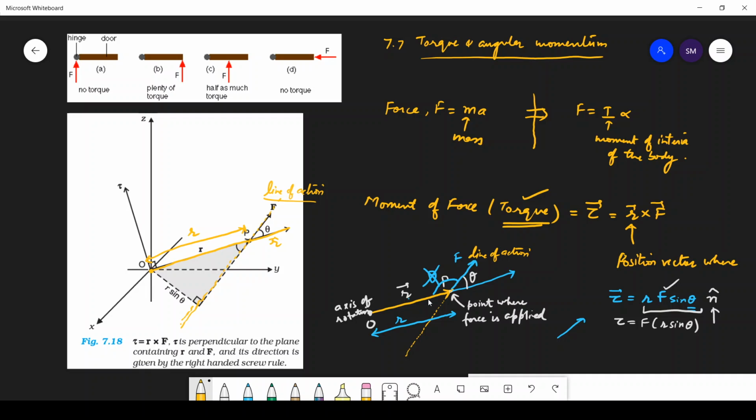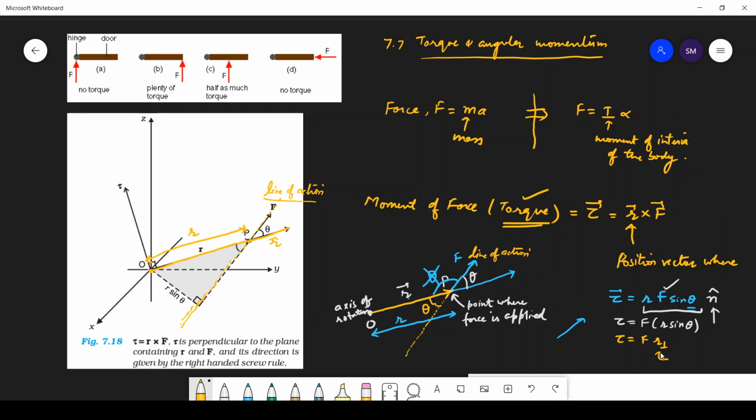Now this angle is theta, and these are vertically opposed angles, because here you have extended the position vector direction, and here you are extending the force. This angle is theta. Now from the axis of rotation, from point O, draw a perpendicular. The perpendicular distance we are going to take. So tau is equal to F r perpendicular. We write this formula. So what is the meaning of this r perpendicular?